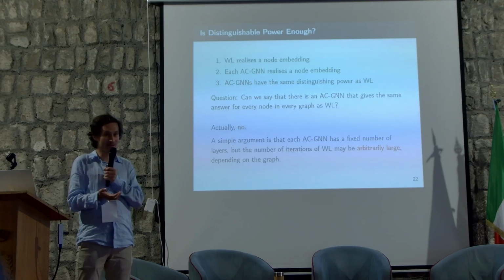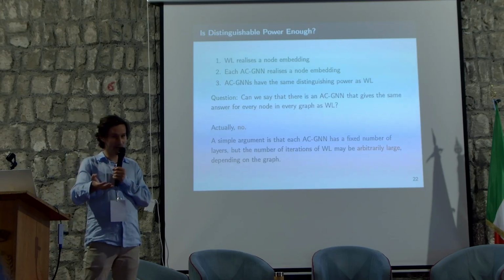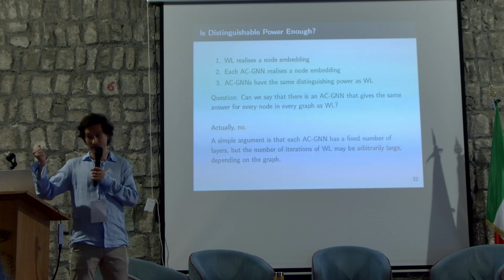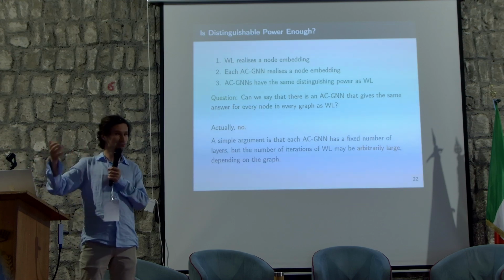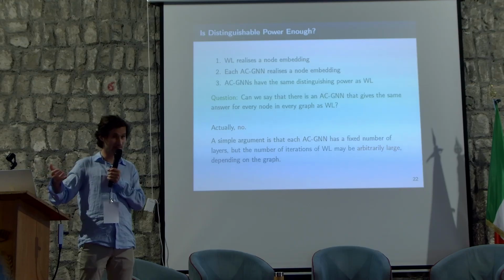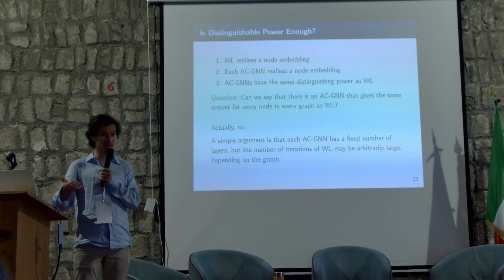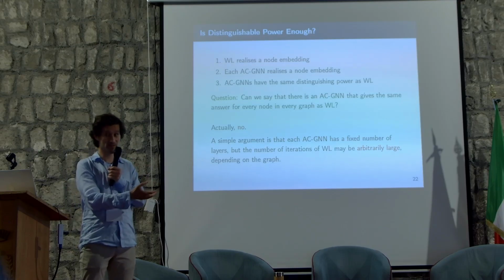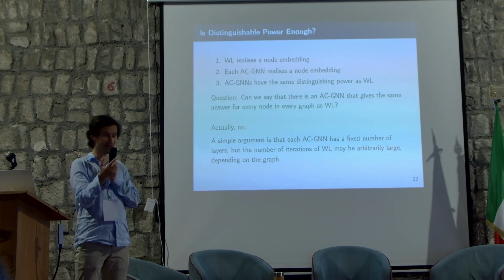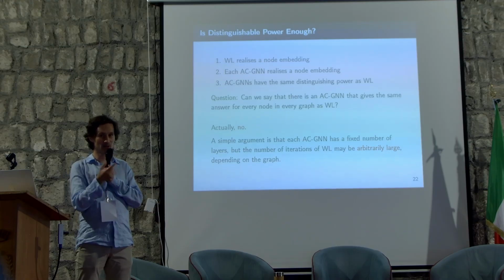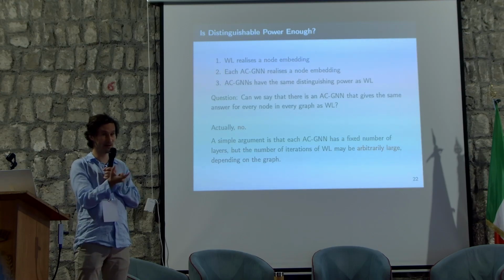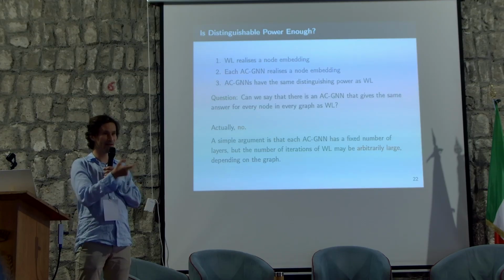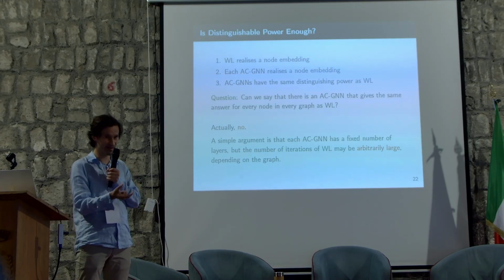But obviously we can't, because each AC GNN has a fixed number of layers. But WL may run for an arbitrary number of steps depending on the graph. So we can't actually realize WL with AC GNNs. And so you may ask, why do we have the same distinguishability power? The caveat is non-uniformity. We need to be able to distinguish the same pairs of nodes in graphs, but we can find a separate AC GNN for each particular instance.